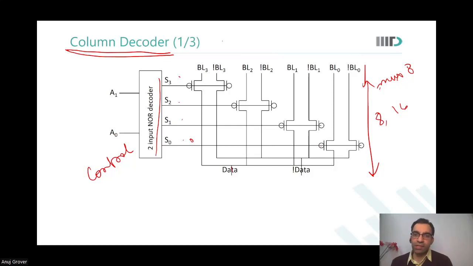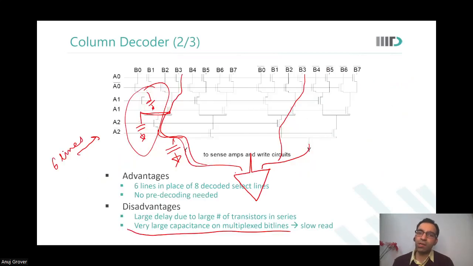So you would use transmission gates over here. In both kinds of circuits, you would want to use transmission gates so that you can transmit both 0 and 1 well. Okay? Yes, sir.